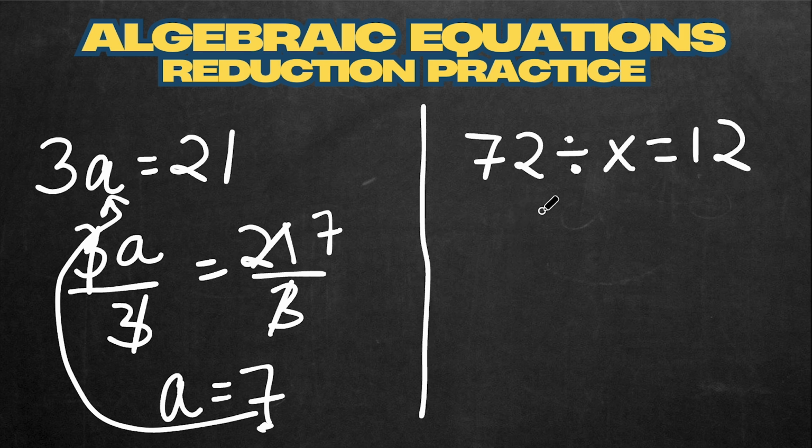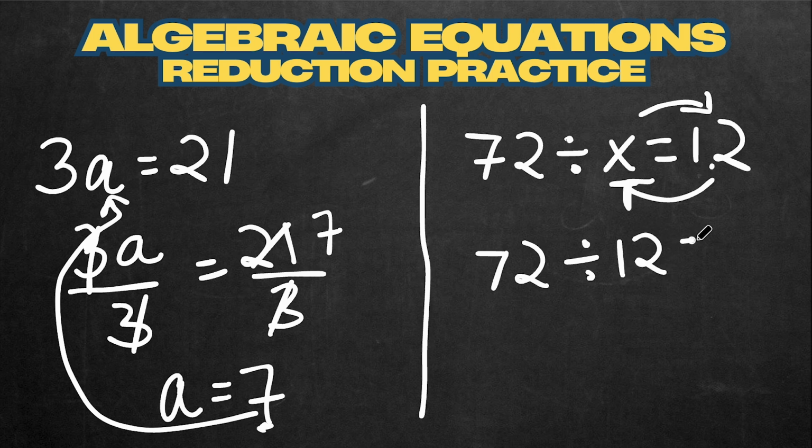Let's move on to the next one. Now in this one, if you remember, what did I say? That if your variable is the divisor, you can just simply switch these, right? So it will be 72 divided by 12 equals x. This will become 6 equals x. Okay, so with that, let's move on to a few more examples.